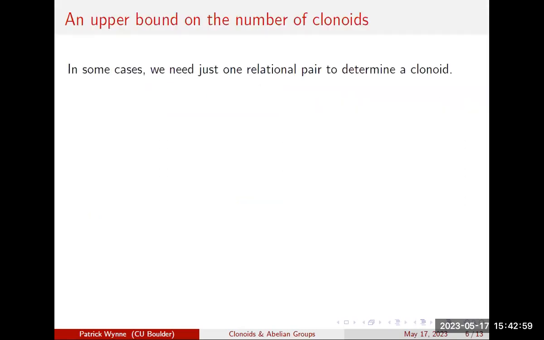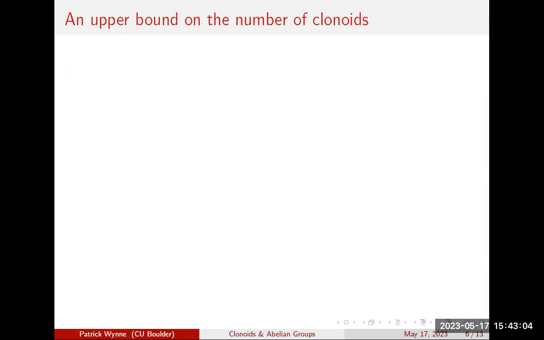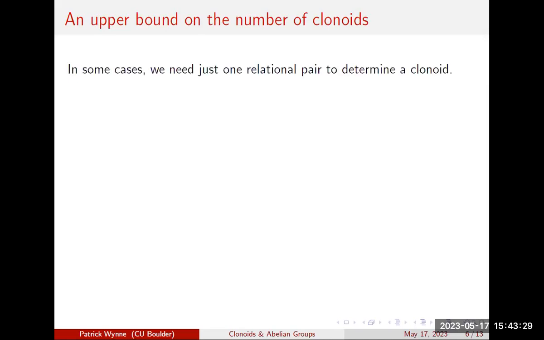Okay, so first, I should maybe mention, these clonoids are subsets of functions from powers of A into B, and so a priori there could be uncountably many clonoids from one finite algebra to another finite algebra. So a priori there could be continuum many clonoids between a finite algebra and another finite algebra, and for the setting that I'll work in for the rest of the talk, it turns out that there aren't continuum many.